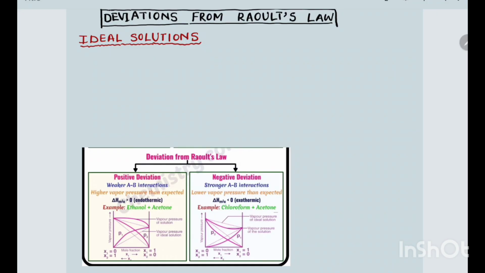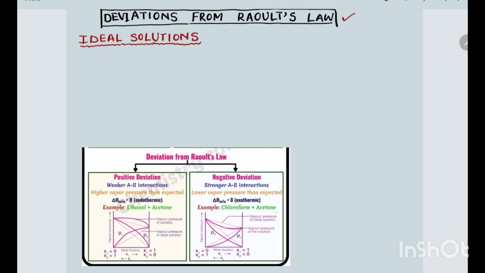Today we are going to study a very important topic from the chapter Solutions, and that is the deviation from Raoult's law. A lot of questions are asked in your CBSE exam from this topic, so let's start. First of all, before diving into the deviation, we should see what an ideal solution is.